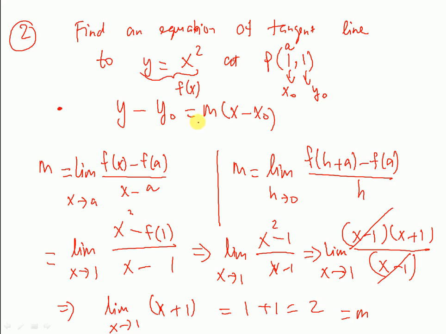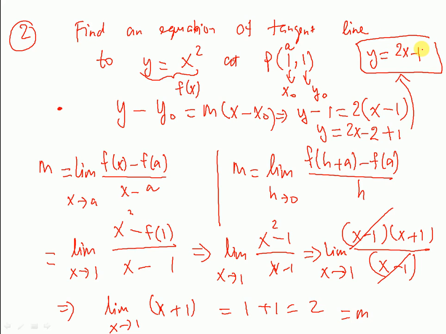So if I rewrite this, I have y minus y0, or 1, equals m, which is 2, times (x minus x0, which is 1). Now I move the 1 to the right-hand side. y equals 2x minus, do the distribution, right? 2 times minus 1 is minus 2, and then plus 1 to the right. That gives you y equals 2x minus 1. That is your equation of the tangent line to this function at this point.